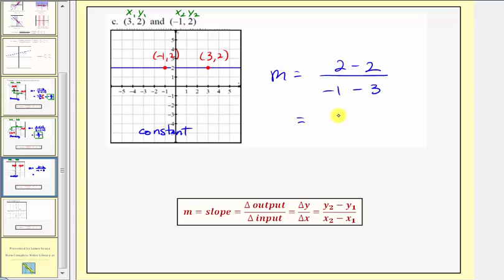So 2 minus 2 is 0. Negative 1 minus 3 is negative 4. And 0 divided by negative 4 is 0. Which you might recognize from our notes. Any horizontal line will have a slope of 0.